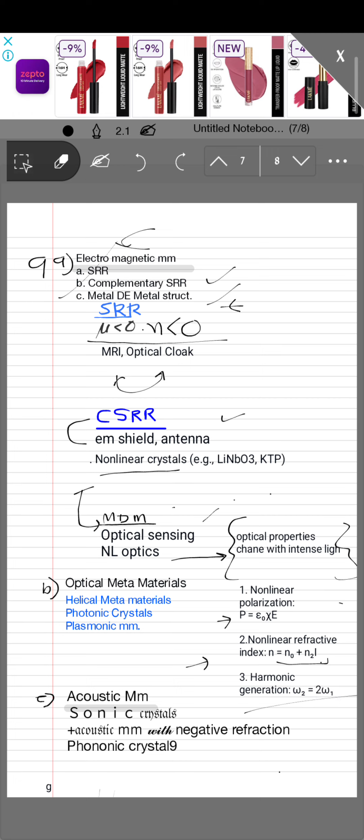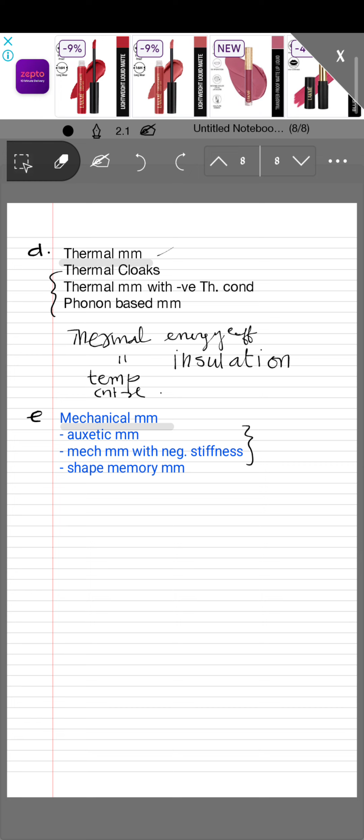Now this is optical electromagnetic metamaterials. Then we can have electrical metamaterials. Then we can have optical metamaterials as well, which consist of plasmonic metamaterials, photonic metamaterials, and helical metamaterials. Then we can have acoustic metamaterials, accompanied by negative phononic crystal, negative diffraction coefficient, and again photonic crystal. Then we can have thermal metamaterials like thermal cloaks with negative thermal conductance, and so on and so forth. And they can have phonon based material.